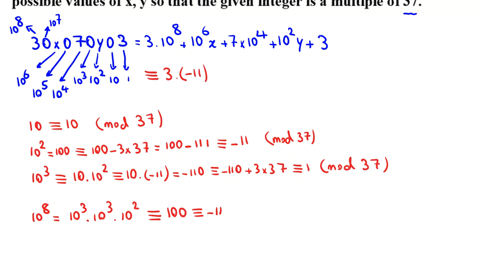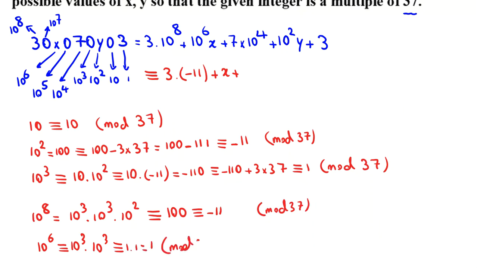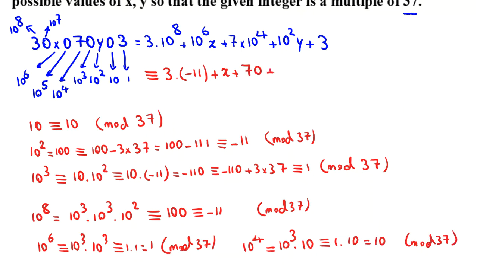For 10 to the power of 6, you can say it's 10 cubed times 10 cubed, each of them is 1, so 1 times 1 is 1, plus x. And 7 times 10 to the power of 4: 10 to the power of 4 is 10 cubed times 10, and if you consider mod 37, it is 1 times 10, so 10 mod 37. So 7 times 10 will be 70, and plus 100.